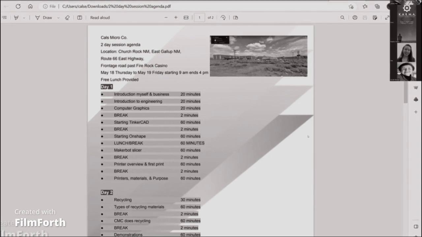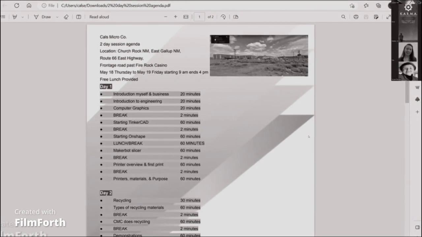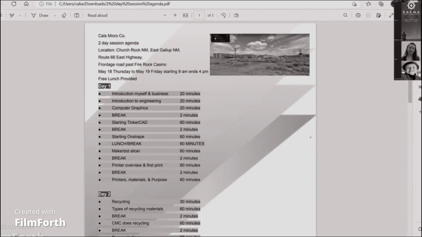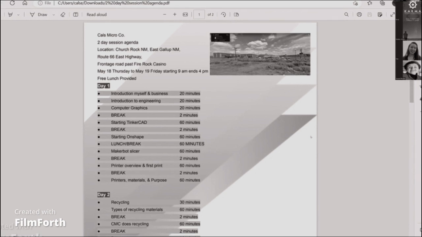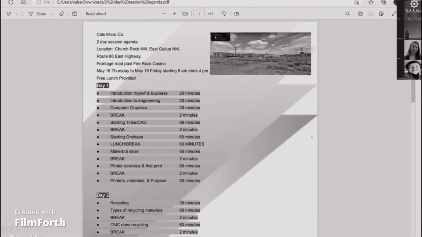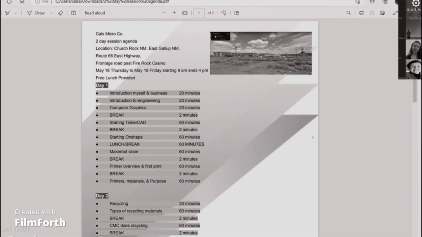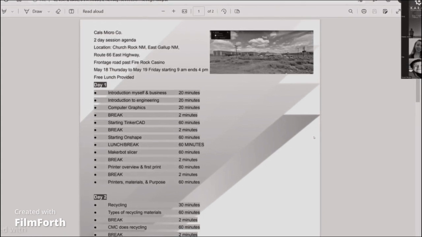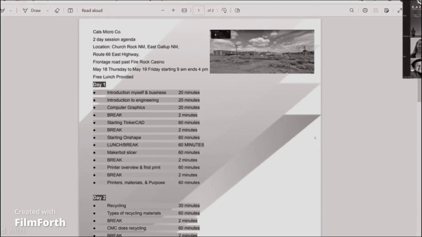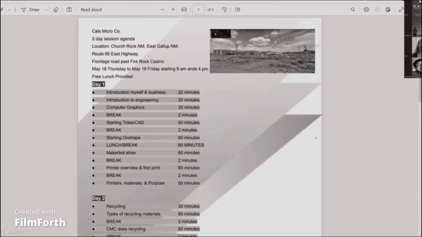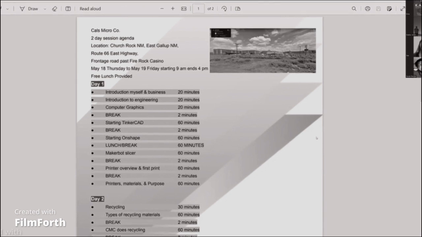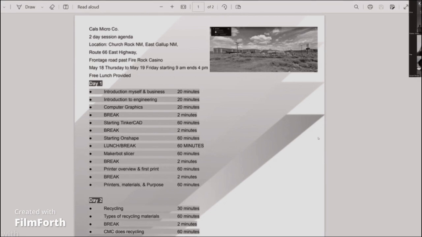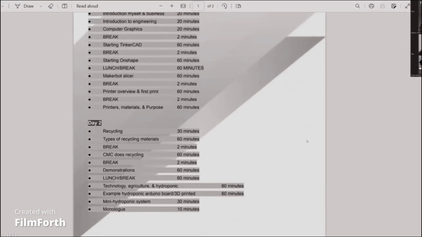So today, this is our agenda. On day one, we will begin with an introduction of myself and the business. Then we'll work our way toward the introduction to engineering, computer graphics, and starting Tinkercad on shapes. We'll have a lunch break after 12 o'clock for 60 minutes. After that, we'll start with the MakerBox slicer, a printer overview and first printing, and finish with the printer materials and the purpose of these materials.